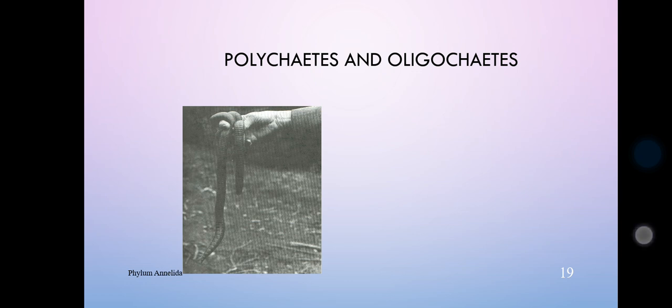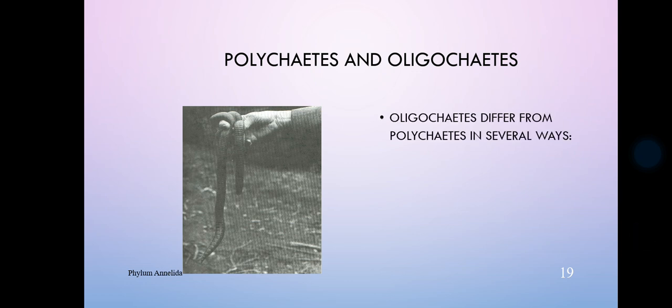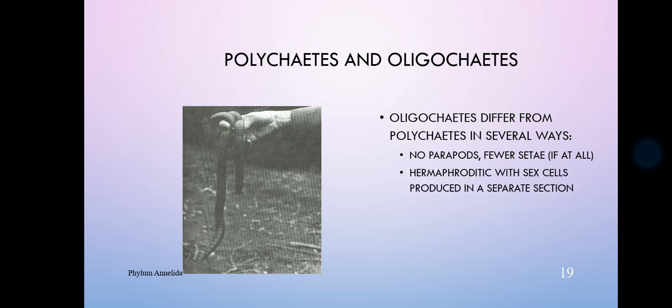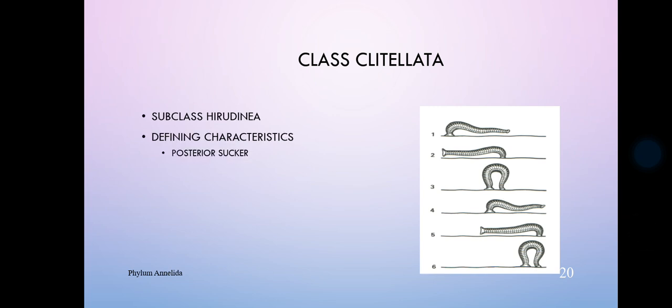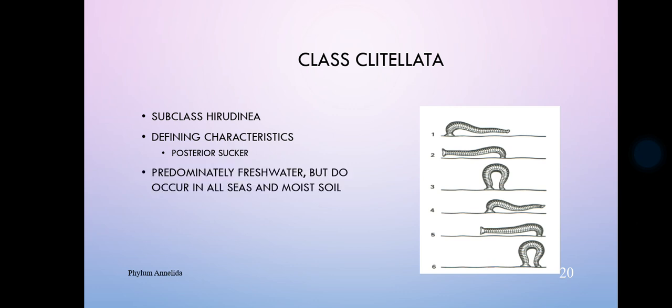Polychaetes and oligochaetes. Oligochaetes differ from polychaetes in several ways. No parapods, fewer setae if any. Hermaphroditic with sex cells produced in a separate section. No larval stages. Class Clitellata, subclass Hirudinea. Defining characters: posterior sucker.